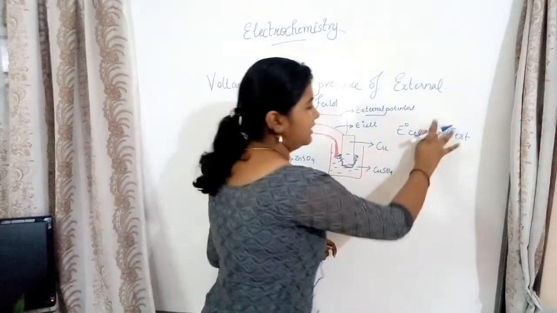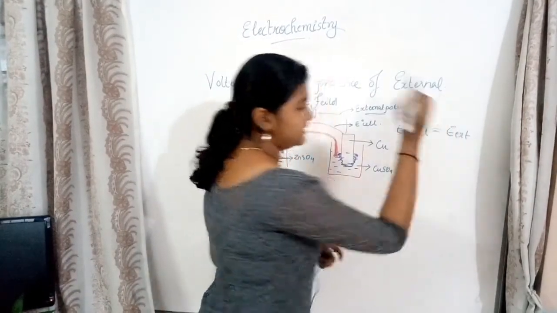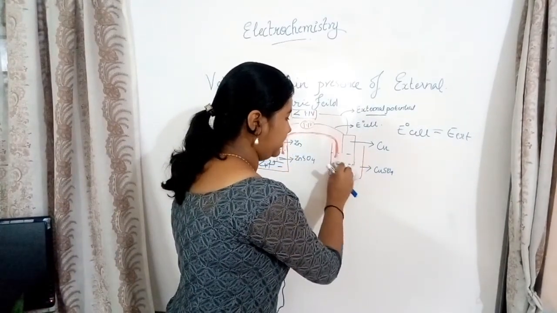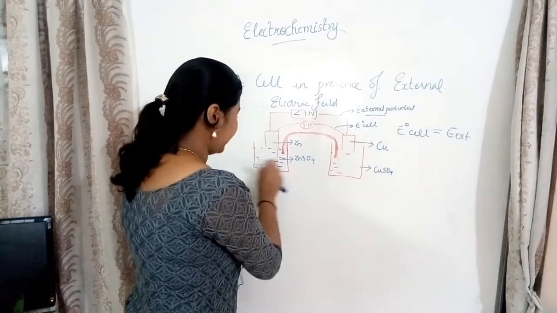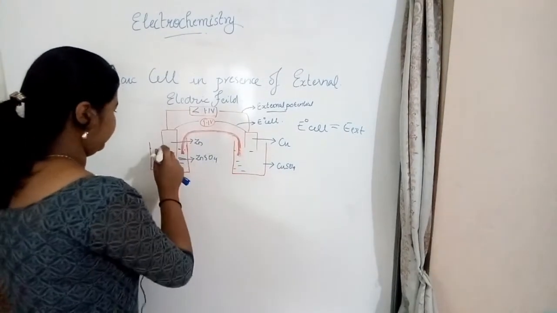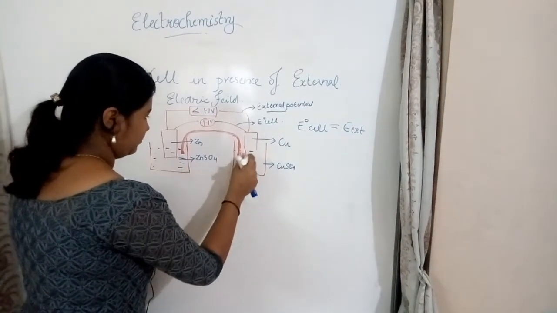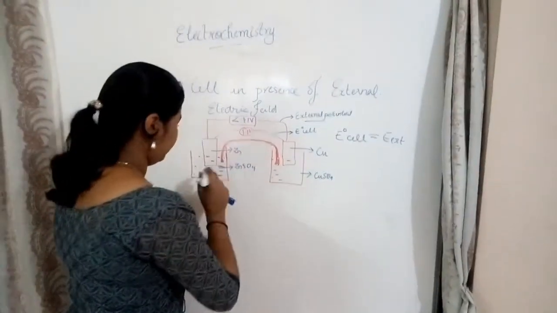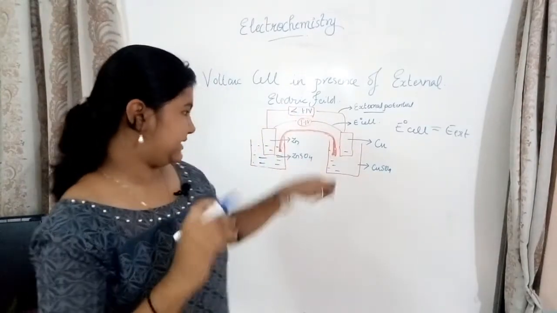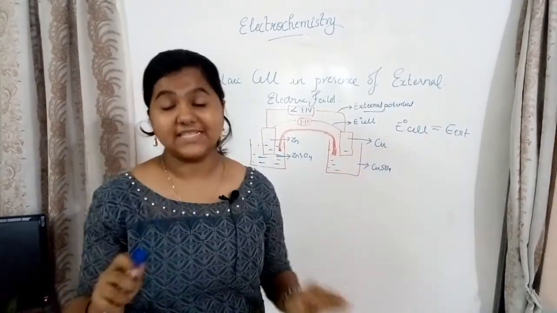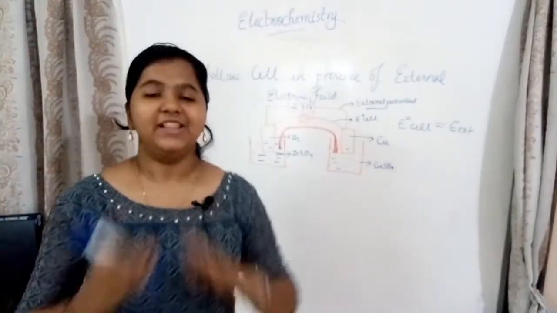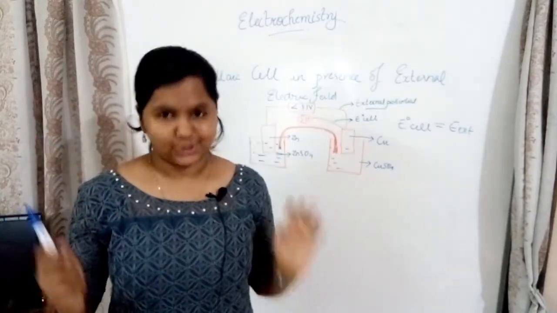Case 2 is when E0 cell is equal to E external. So here there is no accumulation. In this case there is nothing that's happening. We'll rub it and redraw. So this is the setup. Now over here if E0 cell is equal to E external, what is the observation? The observation is there is no electron flow, there is no current flow, and the cell stops functioning.